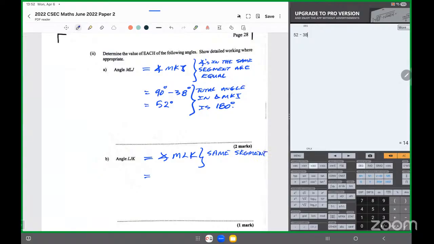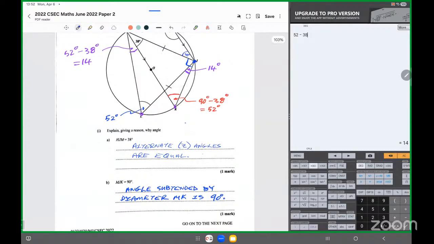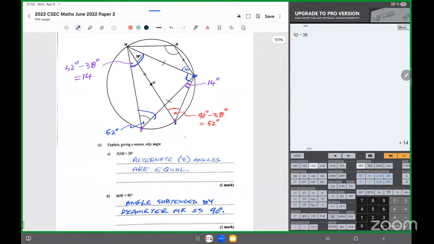And this angle is actually 52 degrees minus 38 degrees, which is 14 degrees. Why is that? Because the triangle is isosceles. Two angles are equal in the isosceles triangle. The angle here and the angle here are the same. So MJL is the isosceles triangle.